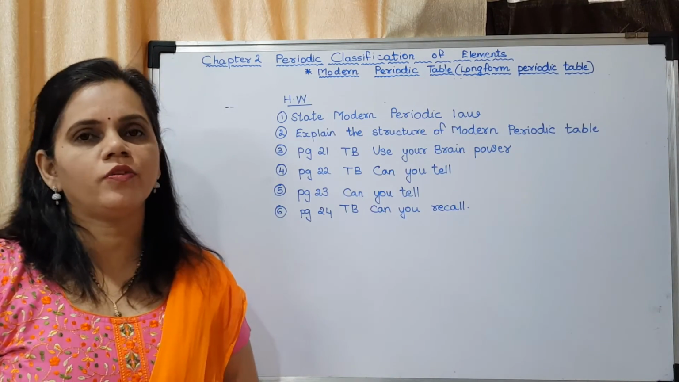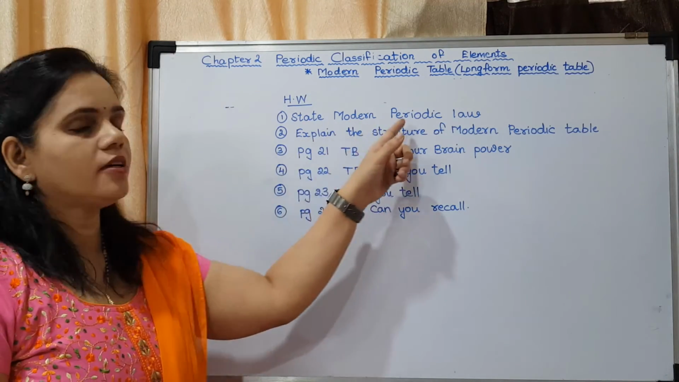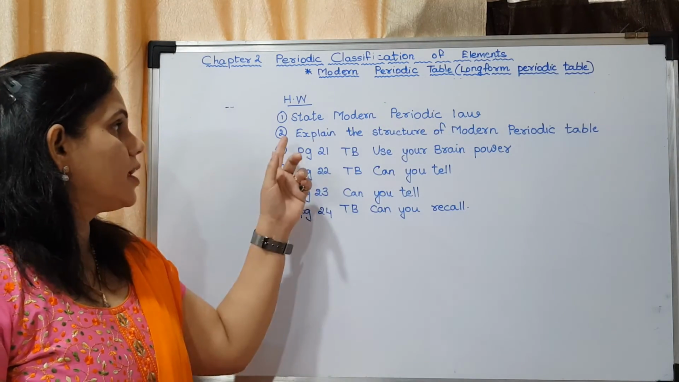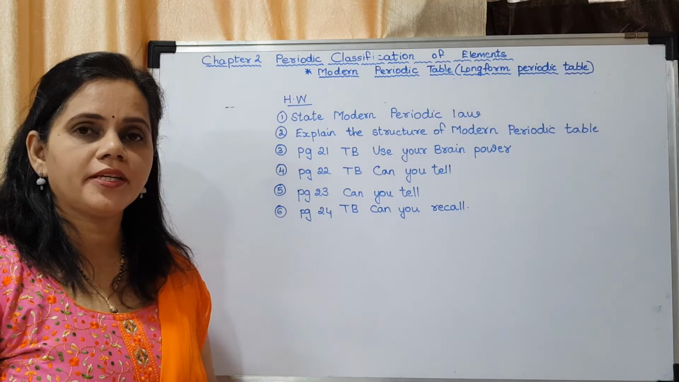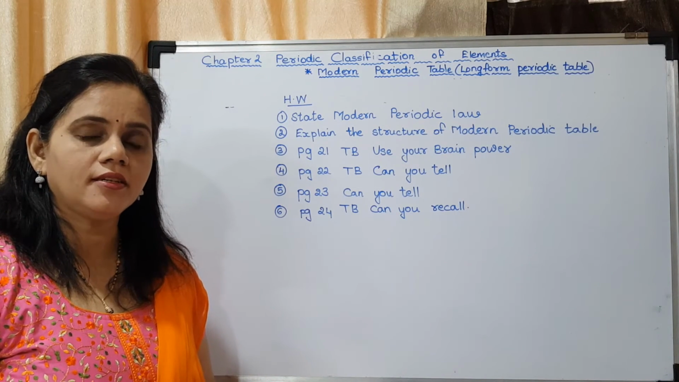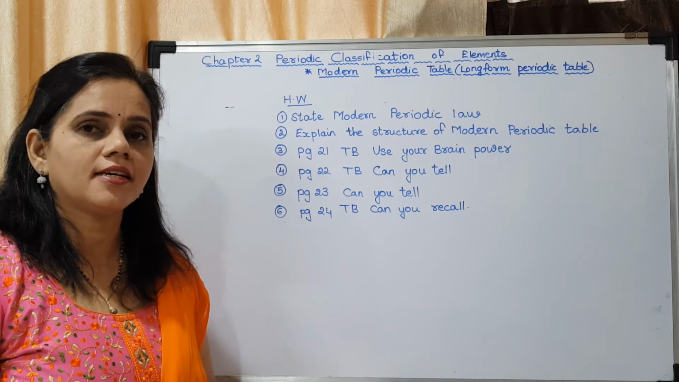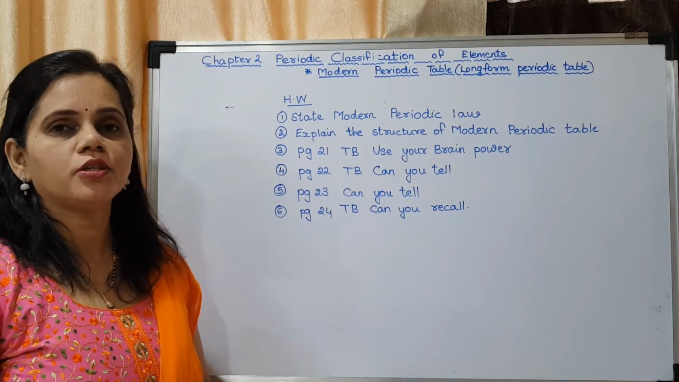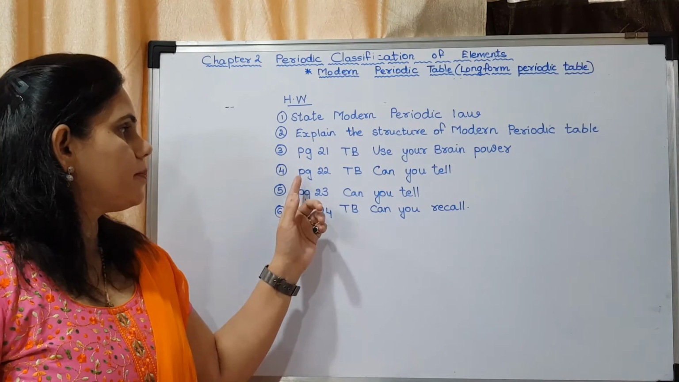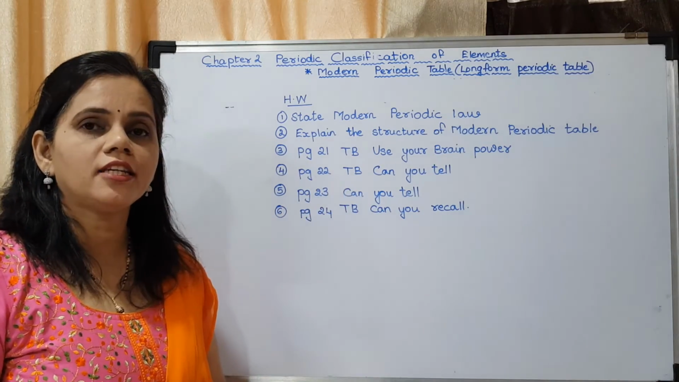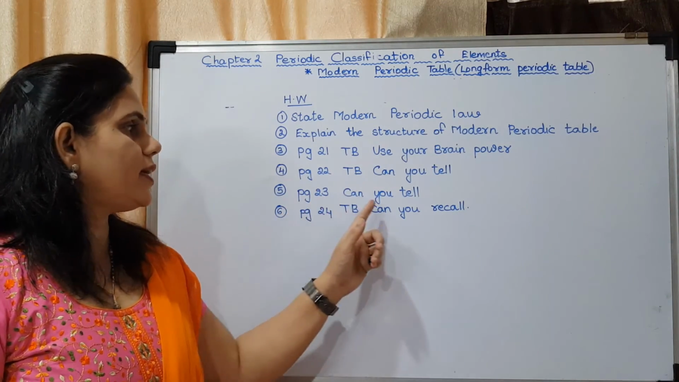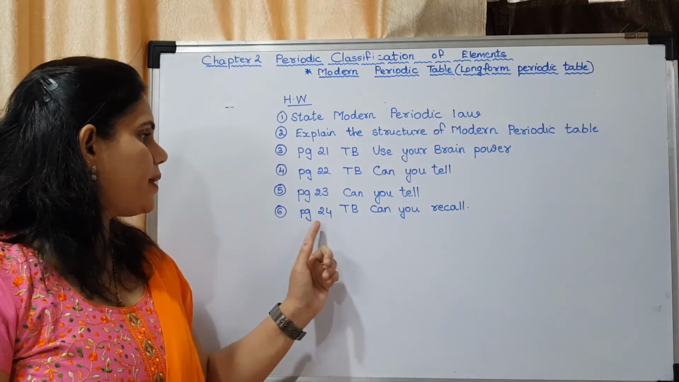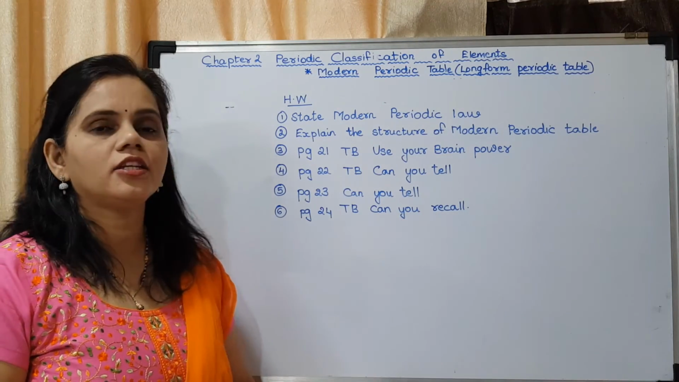Now this is the homework for today. State modern periodic law. Explain the structure of modern periodic table. It is a 5-mark question. The answers are there in the notes. You may check. Page number 21 of textbook, use your brain power. Page number 22 of textbook, can you tell? Page number 23, can you tell? Page number 24 of textbook, can you recall?